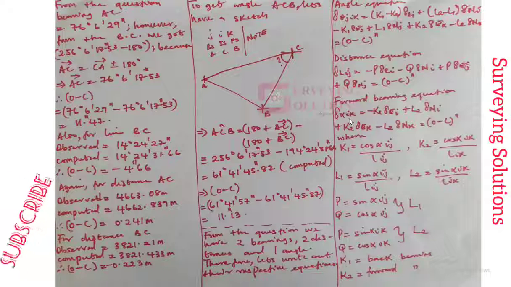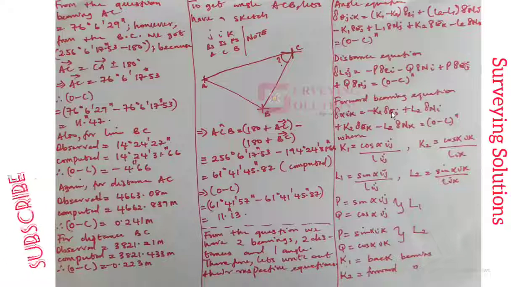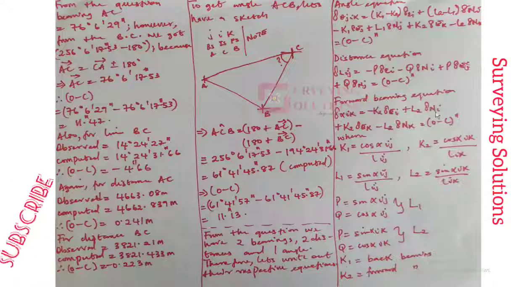The next thing is that we also need to explain this forward bearing equation. So we have the bearing IK. Now the IK is actually forward. Remember we told you these denotations earlier, that when you say K, you are referring to what? Your forward station, right? So that's why you see IK. So now the coefficient of your delta easting for your instrument station is minus K2. The coefficient of delta northing for your instrument station is what?